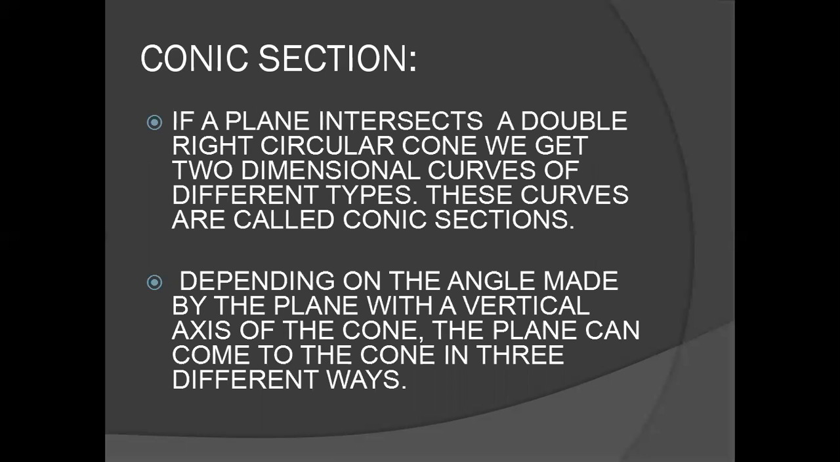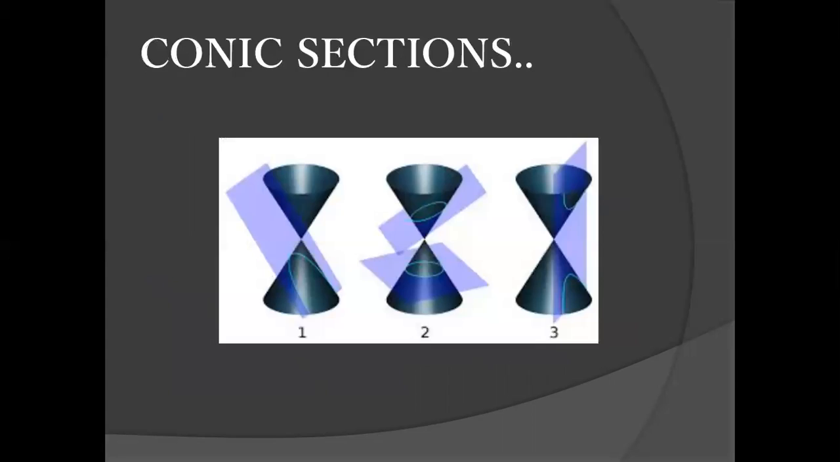Conic section. If a plane intersects a double right circular cone, we get two-dimensional curves of different types. These curves are called conic sections. Depending on the angle made by the plane with the vertical axis of the cone, the plane can cut the cone in three different ways. Here is a figure of conic sections.